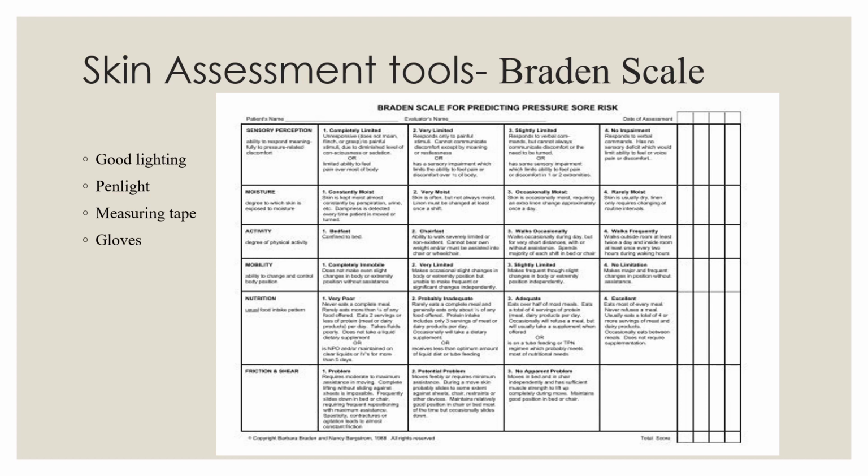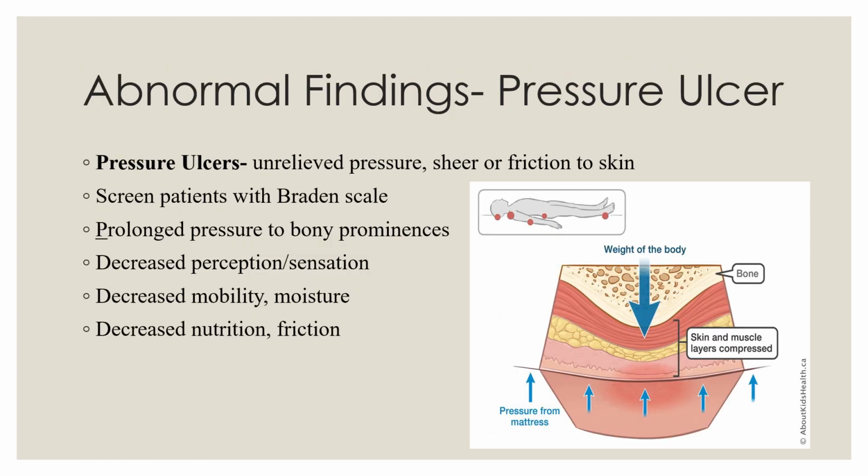Now, if a patient already has an existing pressure ulcer or they have poor nutrition or friction problems, this would definitely impact the score. So the higher the score, the less risk. When we talk about pressure ulcers, this is ulcers that are caused from unrelieved pressure, shear, or friction. We screen those patients with the Braden scale, and the risk factors to these things may be bony prominences, but basically it is pressure that's not relieved.